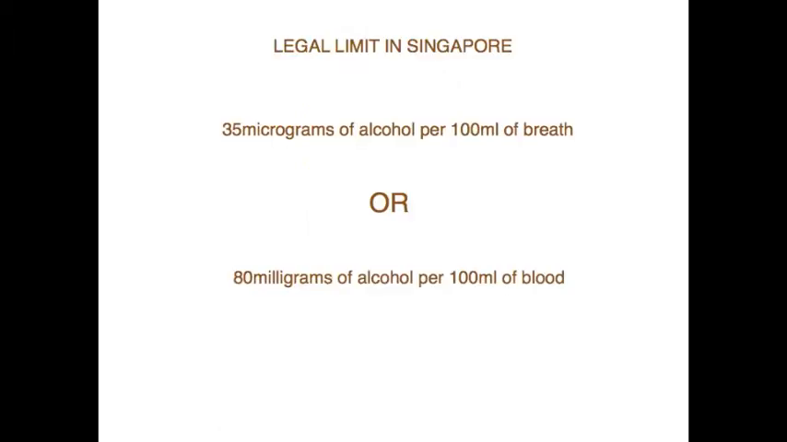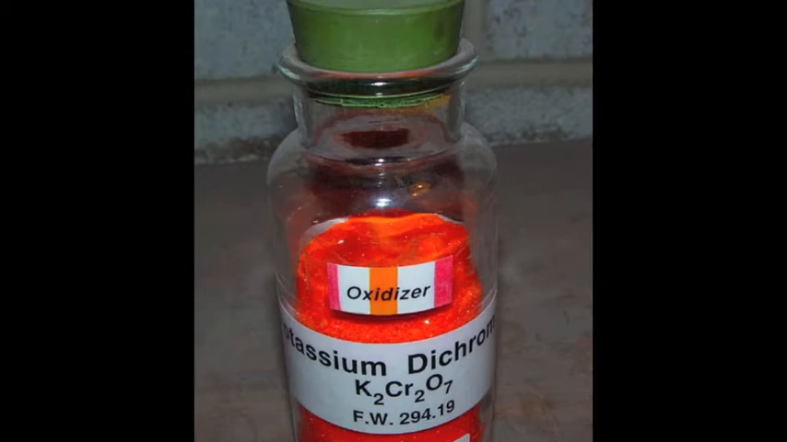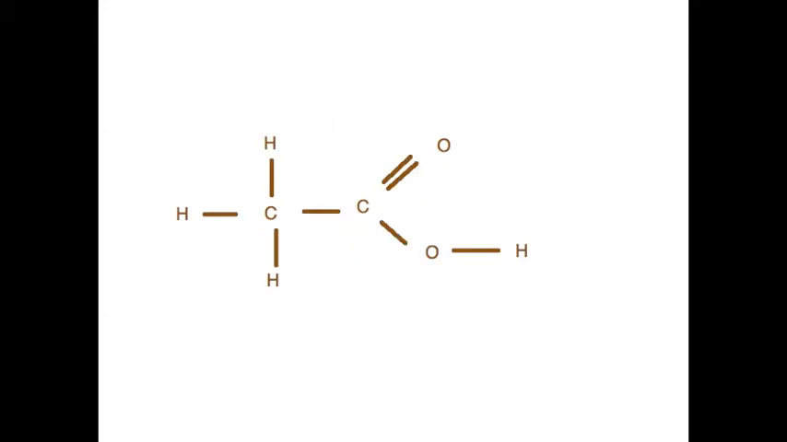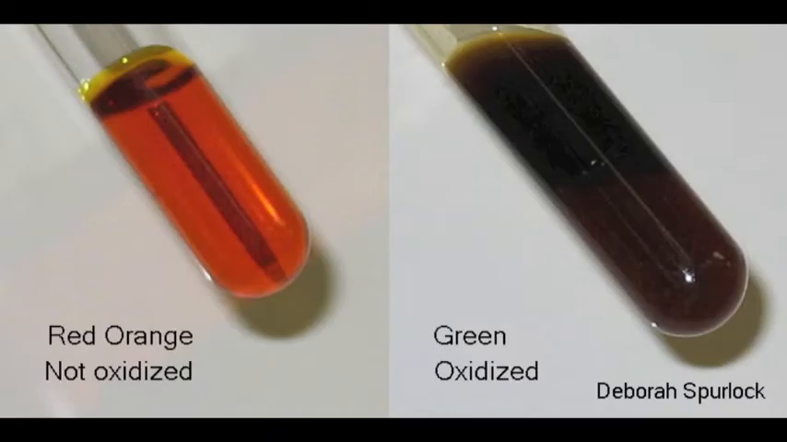The legal limit in Singapore is 35 micrograms of alcohol per 100 milliliters of breath, or more than 80 milligrams of alcohol per 100 milliliters of blood. One type of breathalyzer uses potassium dichromate solution to oxidize ethanol to ethanoic acid. The quantity of dichromate needed is determined by the mole ratio of ethanol to dichromate. At the endpoint, dichromate changes color from orange to green when the dichromate ions are reduced to trivalent chromium.